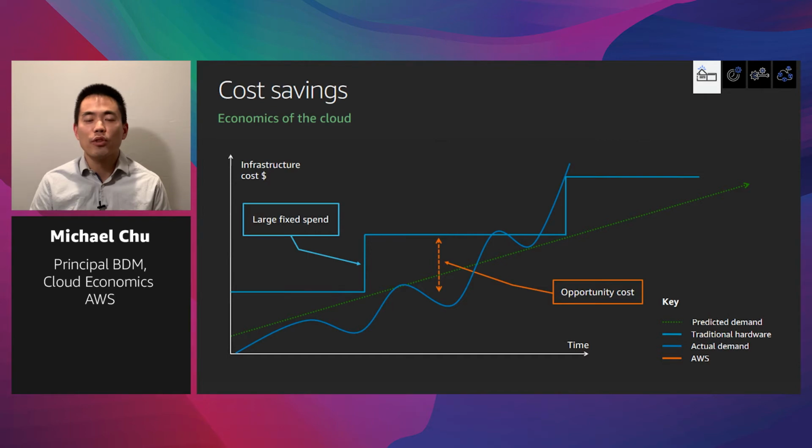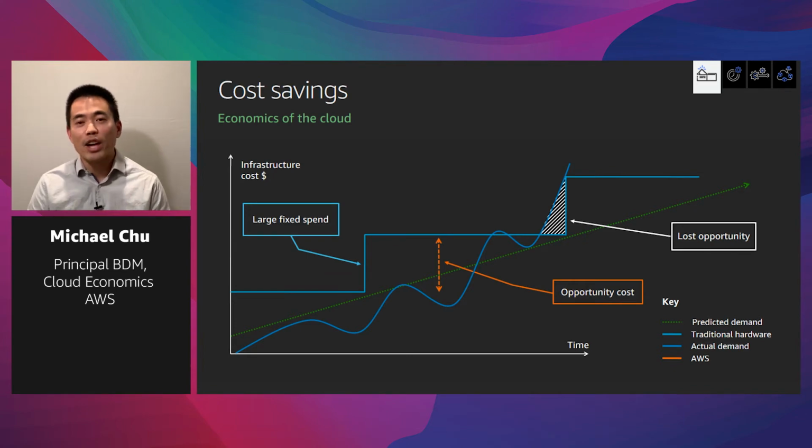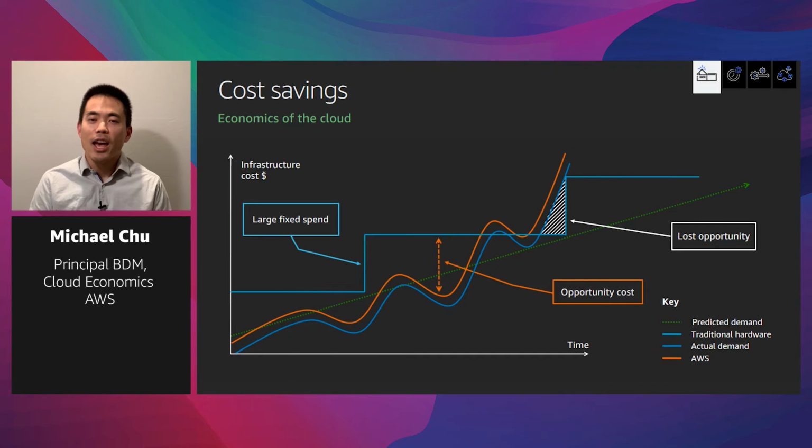And why do customers provision over peak? Well, it's because of the lost opportunity you see here shaded in white. This is what happens when your actual demand exceeds capacity. This leads to slow performance, possibly downtime, dissatisfied customers, and potentially lost revenue. And AWS allows you to better match supply and demand.